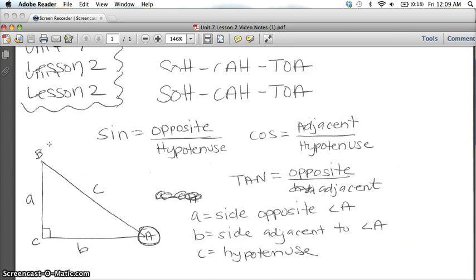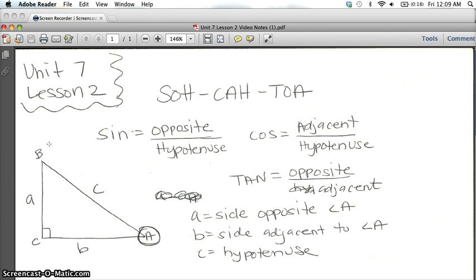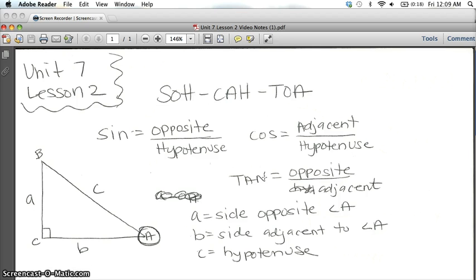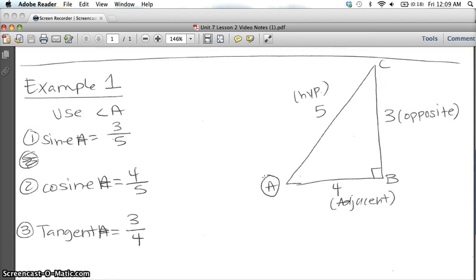So my sine, if I go back up to SOHCAHTOA, my sine is opposite over hypotenuse. So we're still looking at angle A. So opposite over the hypotenuse would be 3 over 5. And then we're looking at the cosine of A. So the cosine is CAH, which is adjacent over hypotenuse. We're still using angle A. So adjacent would be side 4 over our hypotenuse, which is side 5. So the cosine of A is 4 over 5.